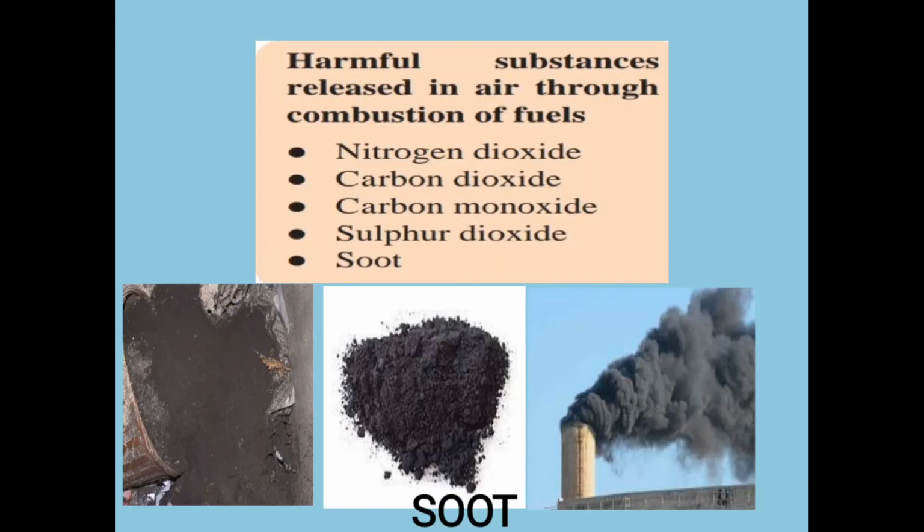Harmful or poisonous gases like nitrogen dioxide, carbon dioxide, carbon monoxide, sulfur dioxide, and soot get mixed in the air. Soot means a deep black powder consisting largely of amorphous carbon produced by the incomplete burning of organic matter such as wood, coal. In this slide, you can see some pictures of soot.